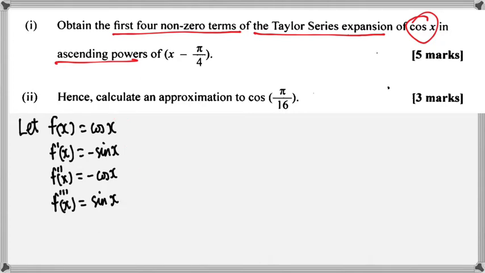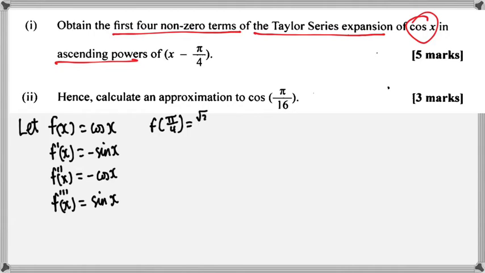Now we have to plug in pi on 4 into each of these, because they told us to find the expansion in terms of ascending powers of x minus pi on 4. By telling us this, they are basically saying that the expansion is centered at x is equal to pi on 4. So that is how we know our value of a in the initial Taylor series expansion that I went through.